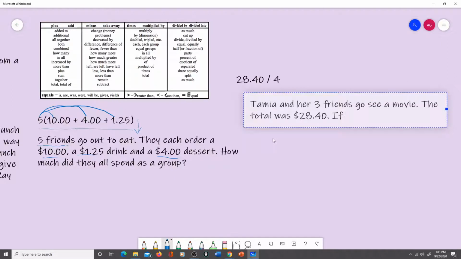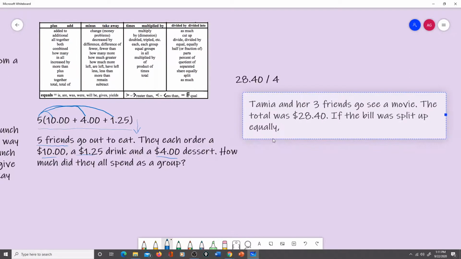If the bill was, let's use split, that word says division, up equally, how much did each person spend? There we go, right? All I've used is this has division in it, and I use split up. This tells me division. So then I know that in this problem, it's 1 plus 3 is 4 people, and we're splitting up this number, so we're dividing it by 4. So that's basically what you would do.